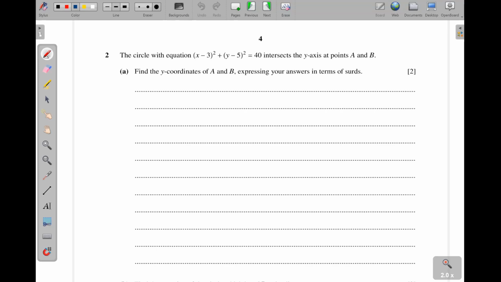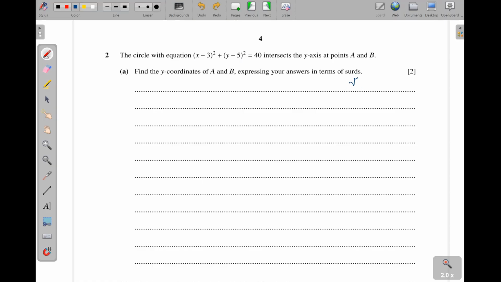Question 2 is coming from coordinate geometry, but in particular, we can see circles here. The circle with this equation here intersects the y-axis at points A and B. Part A: find the y-coordinates of A and B, expressing your answers in terms of surds. Surds have a square root in them.